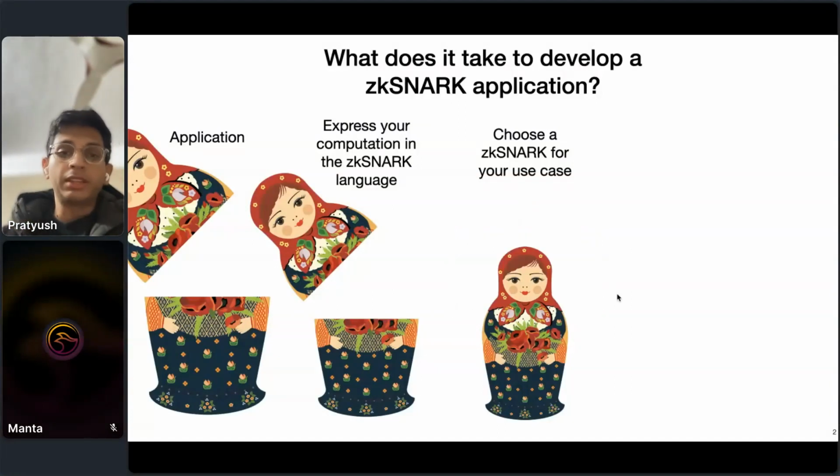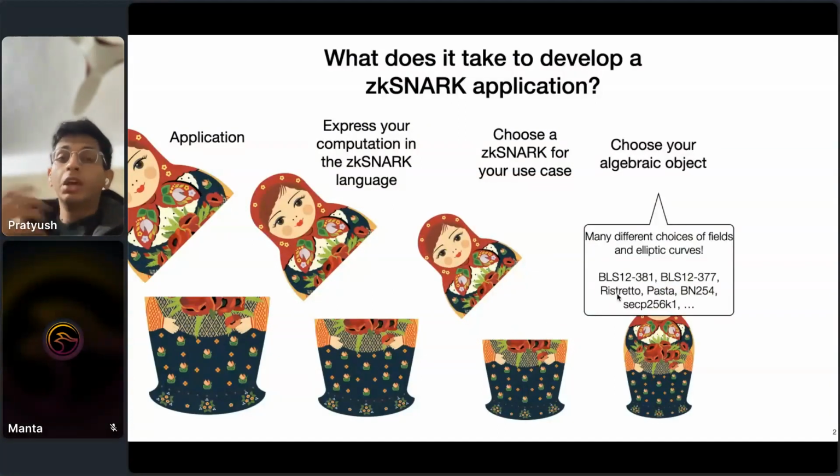Okay, so now let's say you've done that. You still have to figure out what underlying algebraic object you want to instantiate your zkSNARK and your computation with, right? So maybe you want to use the BLS12-381 curve. Maybe you want to use the pasta curves for recursion. Already in this talk, we've seen various choices that you can make on all of these dimensions, right?